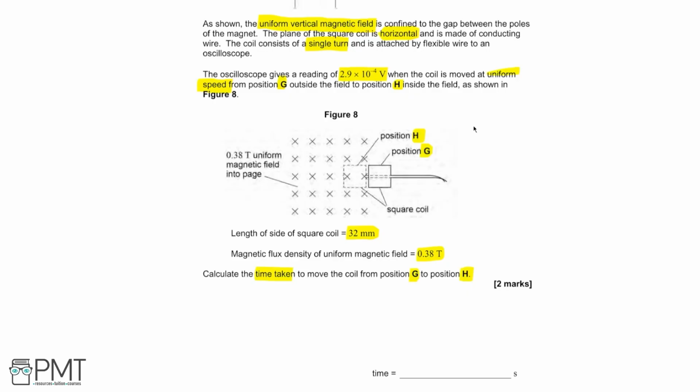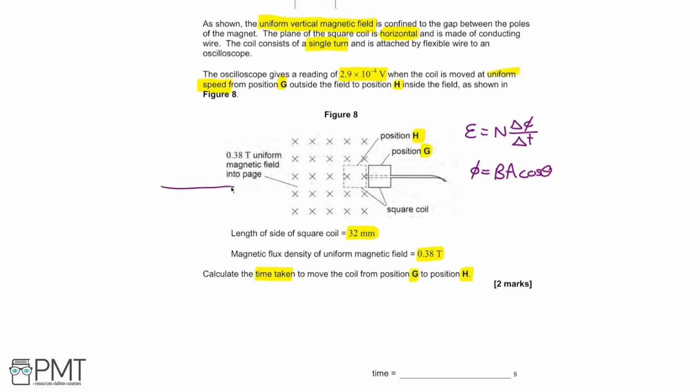Therefore, we can write epsilon, the magnitude of the EMF, is equal to n, the number of turns in the coil, multiplied by delta phi divided by delta t. This fraction represents the rate of change of magnetic flux, where the magnetic flux through the coil is given by the magnitude of the magnetic flux density multiplied by the area that magnetic flux density moves through, multiplied by cosine of theta, where theta is the angle between the normal to the area and the magnetic flux density.